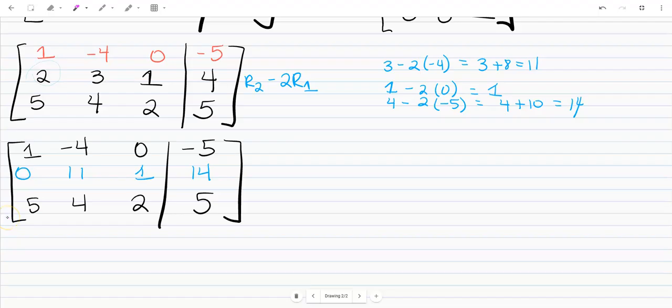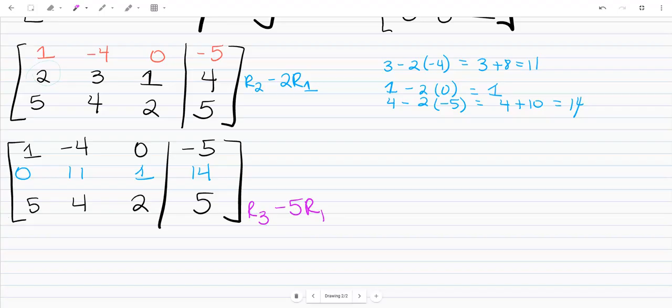Our next goal is to now turn our 5 into a 0. We can't really use row 2 because 0 cannot really be turned into anything using the proper row operations, but we can use row 1. We can take row 3, 5, and subtract that by 5 times row 1. So that would be row 3 minus 5 row 1, in order to eliminate that 5.